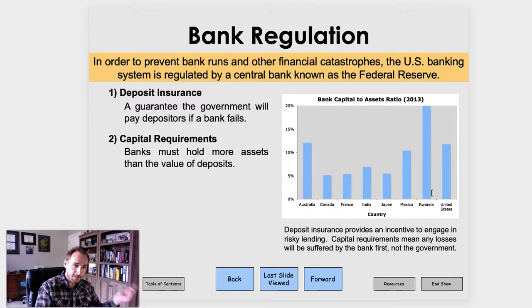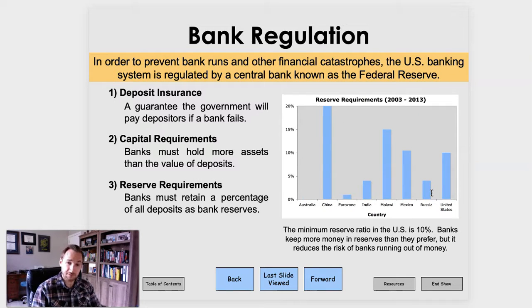Capital requirements. This makes sure that banks own enough things to back up the money that they say they have. So if we have $100,000 worth of our accounts in the Bank of Southern Regional, they better own something worth $100,000, right? They're showing that they have the capital to back up the money.